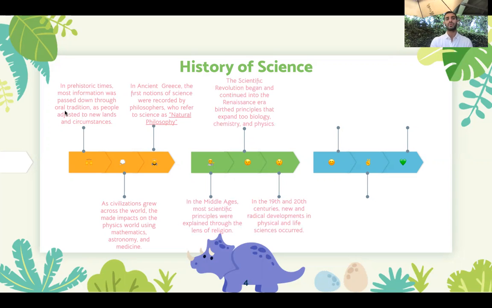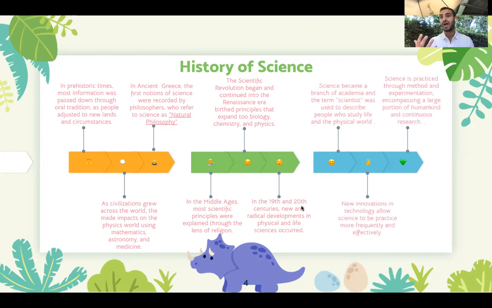So you can see, in prehistoric times, oral tradition, and as civilizations grew, they started using math, astronomy, and medicine and didn't even know that this was science. Science at one point was called natural philosophy. And then of course, Middle Ages, scientific revolution, 19th and early 20th centuries, how science became known in that world. And then of course, the rise in technology that has helped us practice science today.